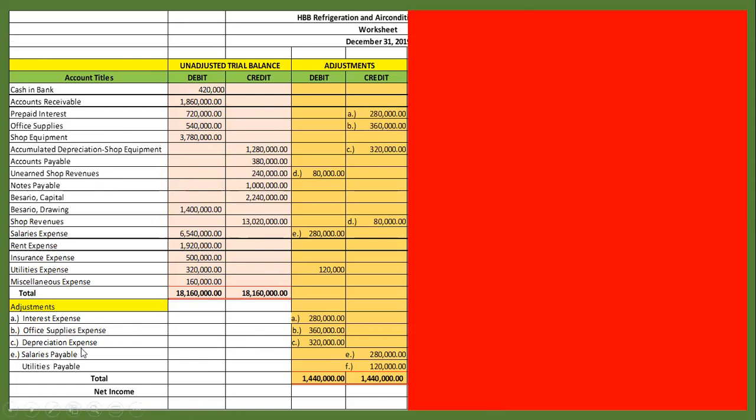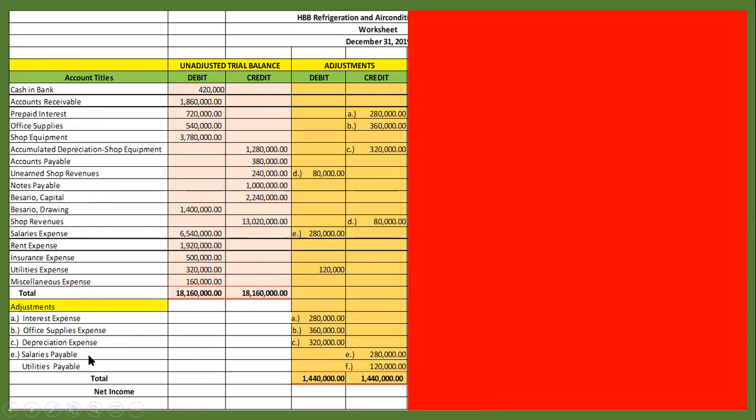Next, we have a debit to depreciation expense. Notice that depreciation expense is not available yet, so you need to provide. So letter C now is depreciation expense, debit side of the adjustment column, and then a credit to accumulated depreciation. So look for the accumulated depreciation. It's there already, so just post on the credit side of the adjustment column the 320,000.